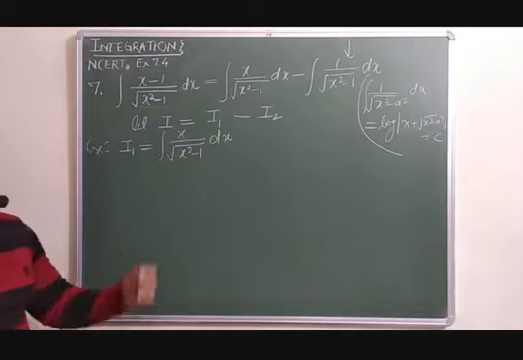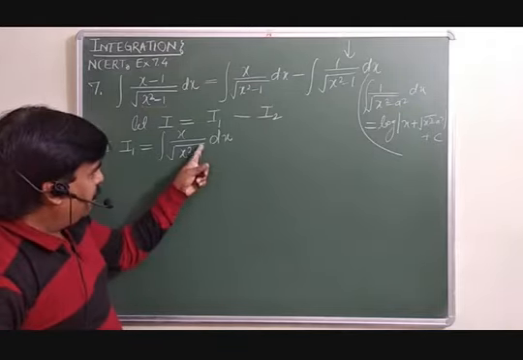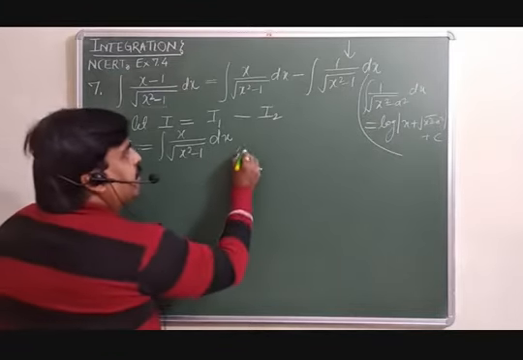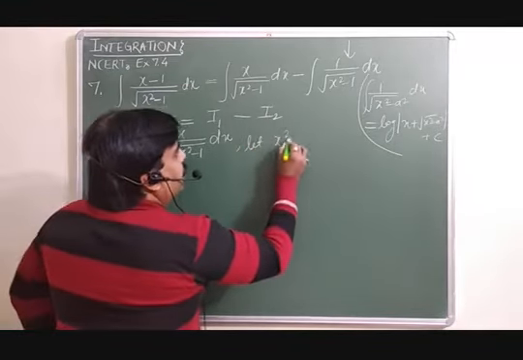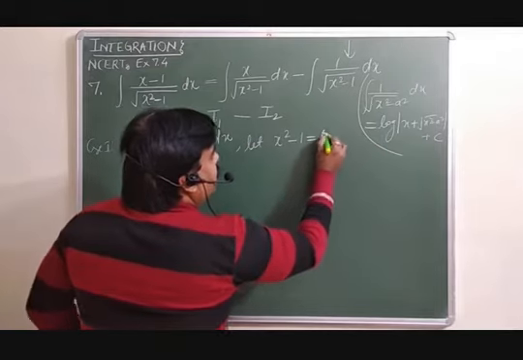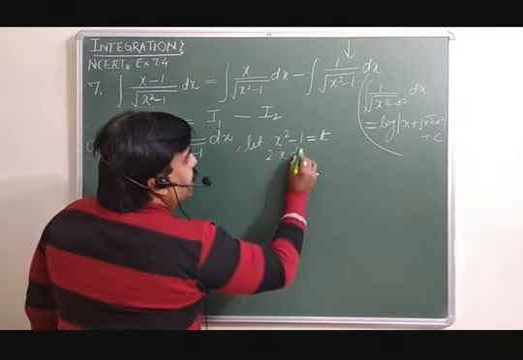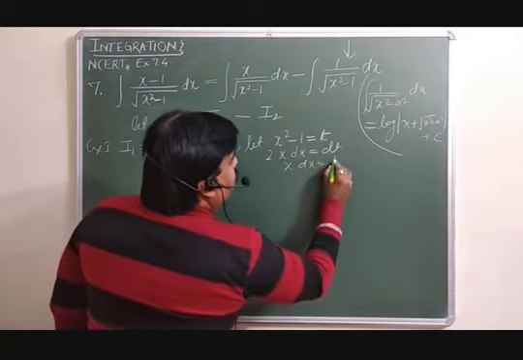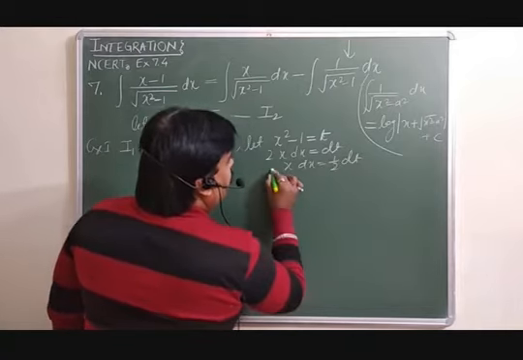You are supposed to solve this one first. Now look here, if we assume x square minus 1 is equal to t, let the substitution x square minus 1 is equal to t, then 2x dx is equal to dt. So you will get x dx is equal to 1 by 2 dt. You can apply this one.